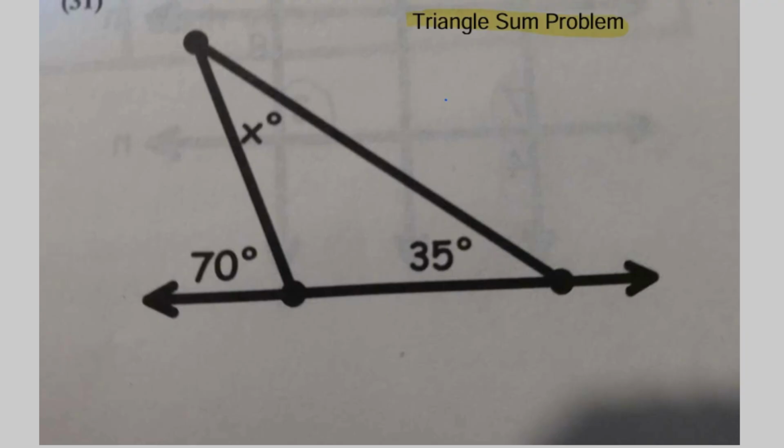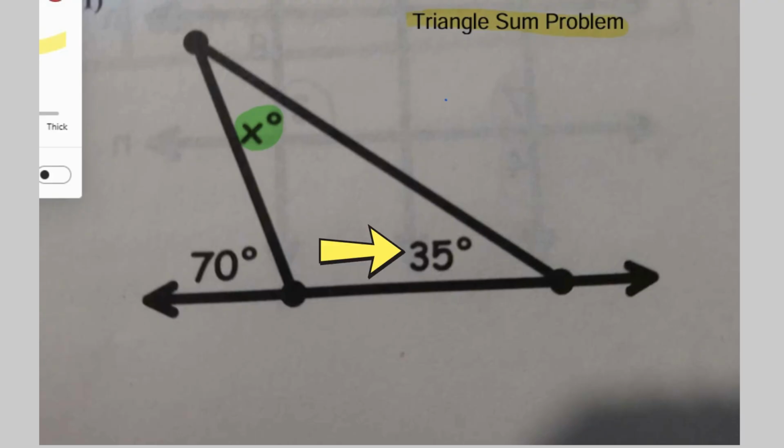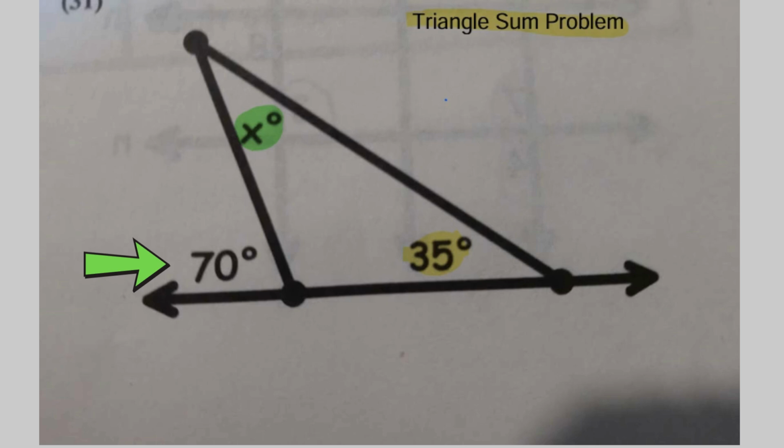Today we will be working on finding the missing angle in a triangle sum problem. Here we see the missing angle is labeled by x. Before we can solve the problem for x, we need to see what information was given to us. We see that there is an angle that is 35 degrees, and there is also an angle outside of the triangle that is 70 degrees. Okay? So let's get to it.